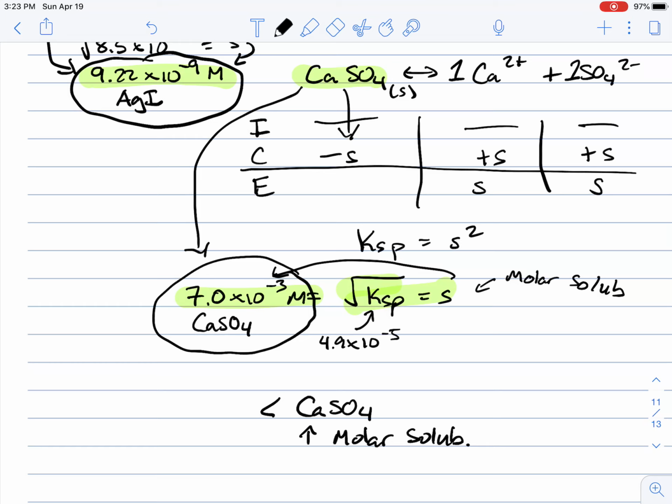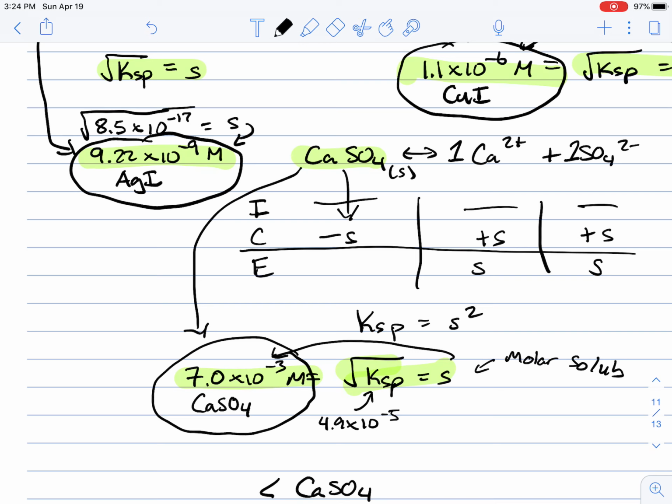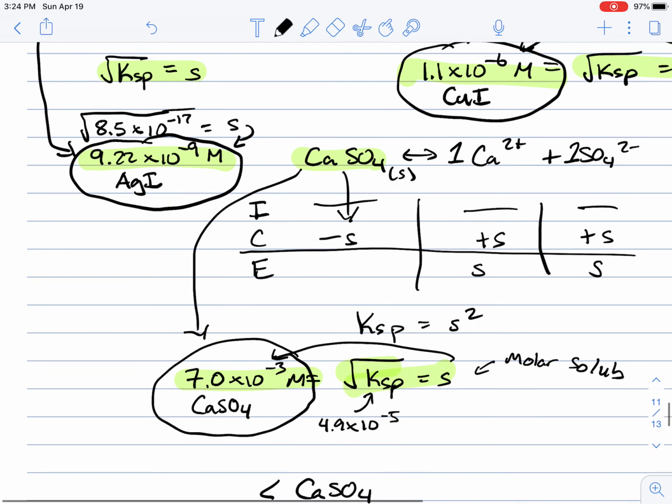That means that even though it's a slightly soluble, mostly insoluble substance, right? It's a precipitate. It will dissolve more compared to the other substances that it's being compared to, such as AgI and copper 1 iodide.